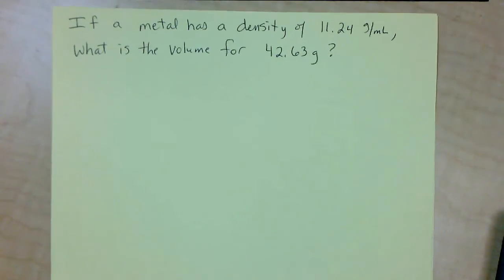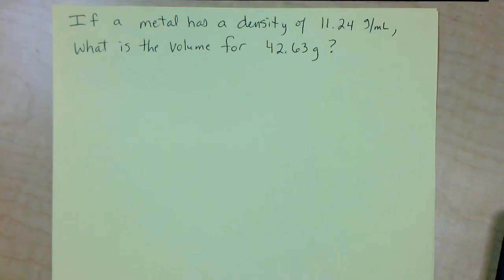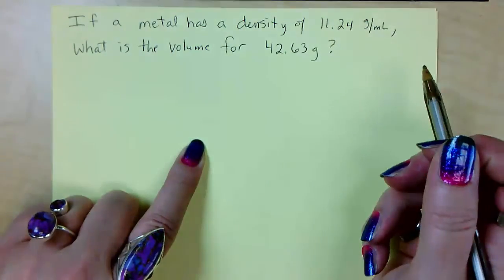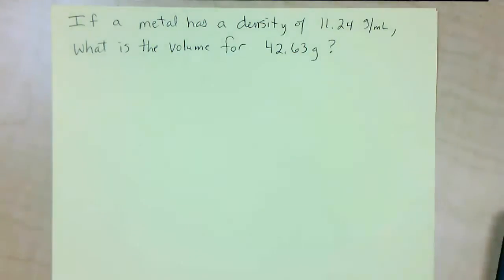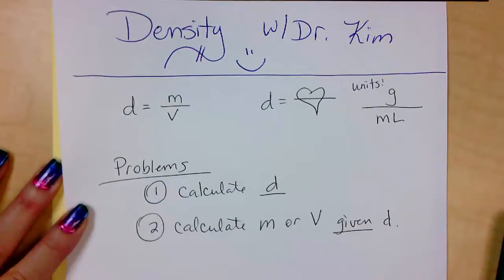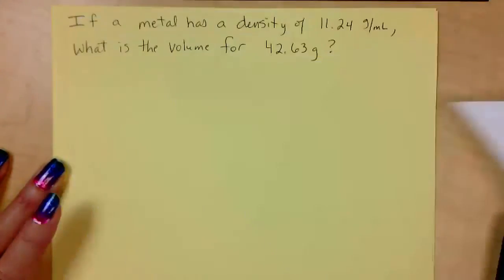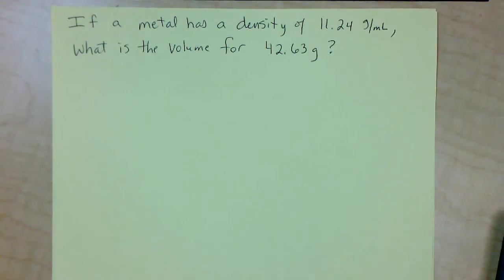All right, so let's try this problem. If a metal has a density of 11.24 grams per milliliter, what is the volume for 42.63 grams? Are we calculating density? No, density is actually given to us. We know the density. What are we calculating? Volume. We want the volume. So, what do we do here with this one? There's two ways to solve. If you are super good at algebra, you may plug into your equation and solve. But for those who are not so good at algebra, we're going to do this the conversion way.